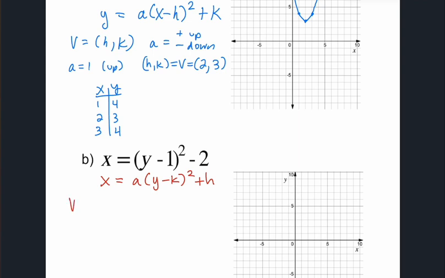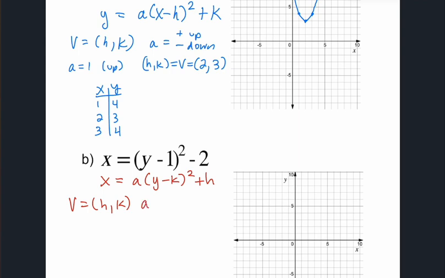Our vertex is still (h, k), but you might notice something happened. Our h is out here because it goes with the x, and our k is inside by the y. We've learned from earlier sections, like circles and yesterday when we were doing hyperbolas, that if it's by the x, it's pertaining to the x. If it's by the y, it's pertaining to the y. So it's by the y here, so that is the vertex's y. And that one is the one that changes sign this time.